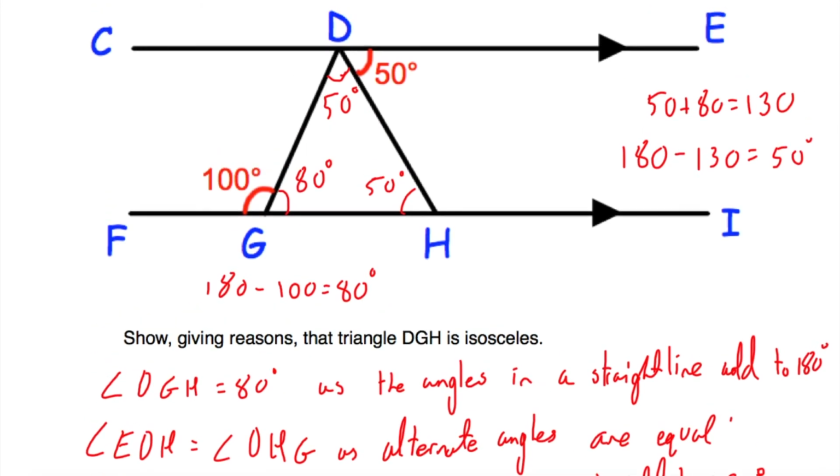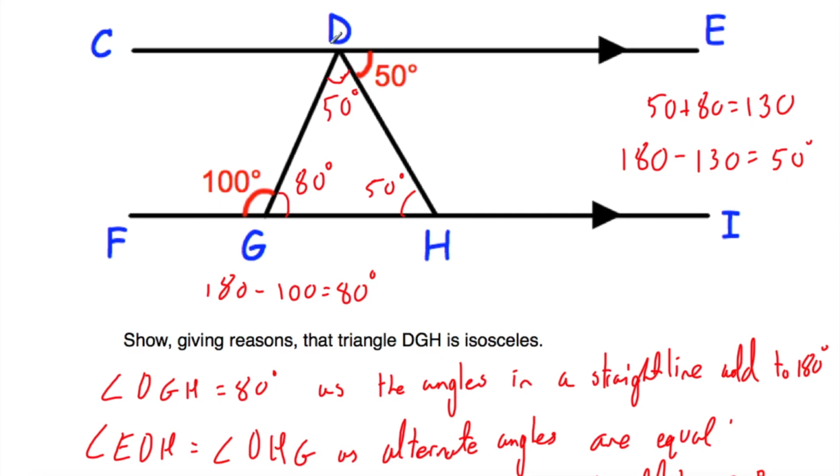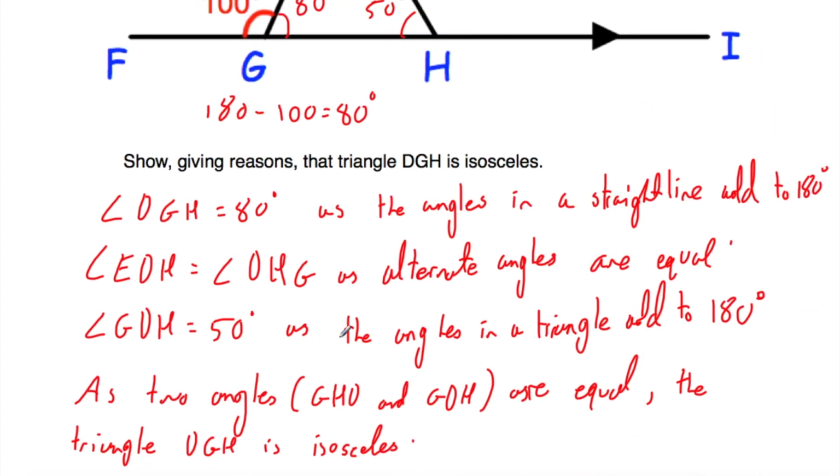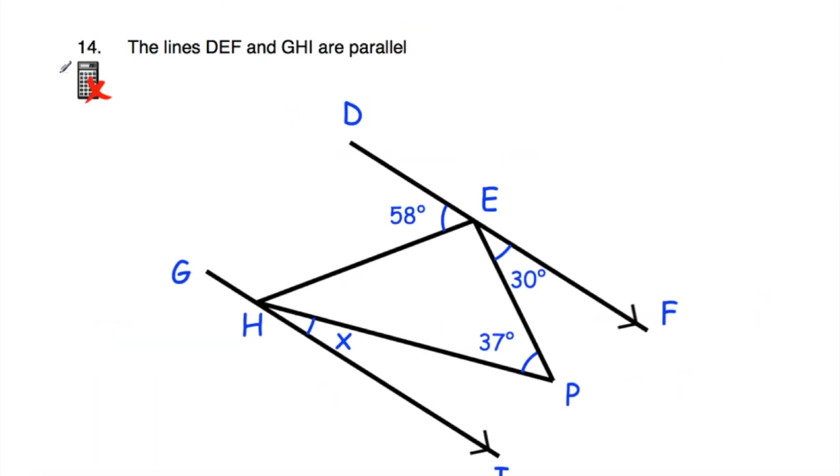Okay, this is fantastic. If we have a look at our triangle DGH, the triangle that we want to show as isosceles, two of the angles are equal to each other. That angle GDH equals angle GHD. And if two of the angles inside of that triangle are equal to each other, that's an isosceles triangle. So let's write that. And that's it. I've just written down that as two angles, GHD and GDH, are equal to each other, the triangle DGH is isosceles. We've shown what we were asked to show, the triangle DGH is isosceles, and we've given our reasons. Okay, so let's have a look at question number 14.